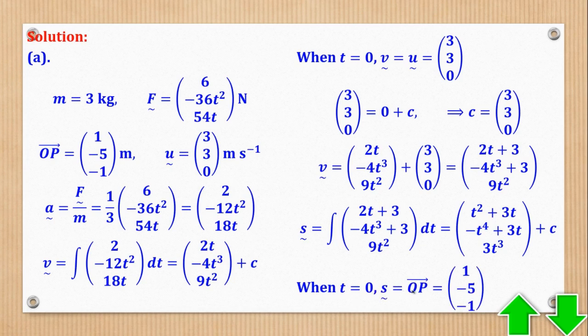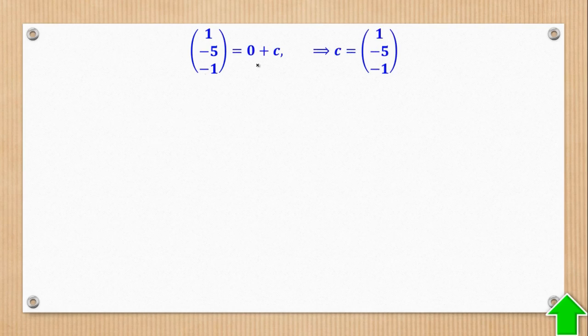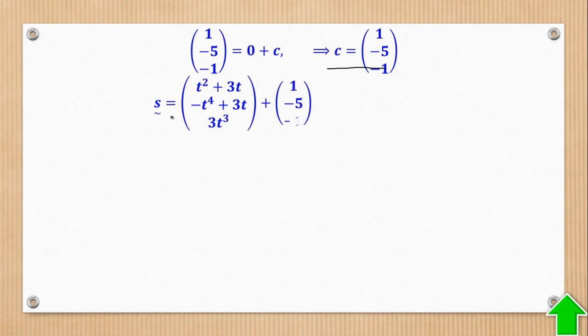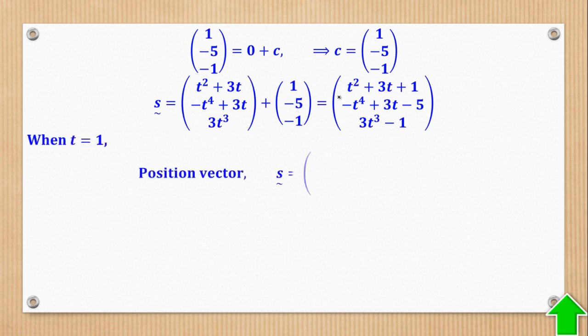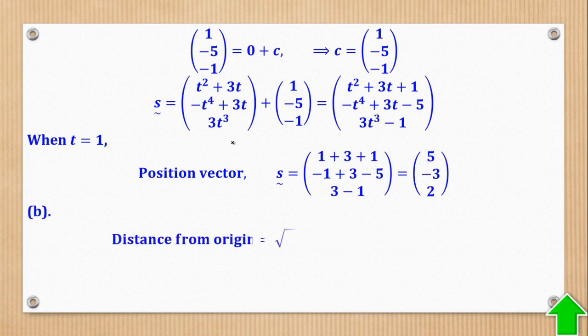Then when t is 0, initial position vector is 1, negative 5, negative 1. So we shall come and substitute t equal to 0 and s equal to that to give you c as this. Therefore, you will come and rewrite your s as this and add this plus this to give you this, this plus this to give you this, and this plus this to give you that. So when t is equal to 1, come and substitute for t to get the position vector they wanted. And part b, the distance from the origin, will be the magnitude of that position vector.